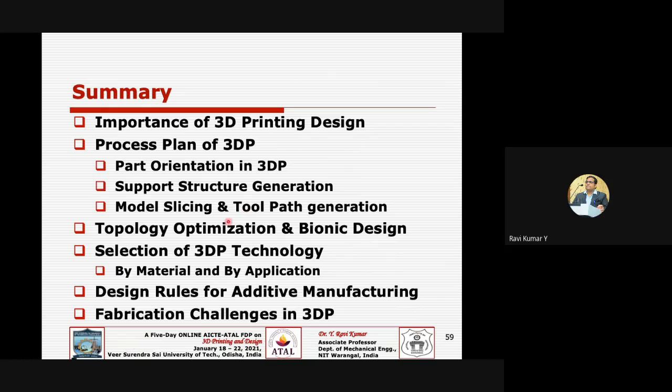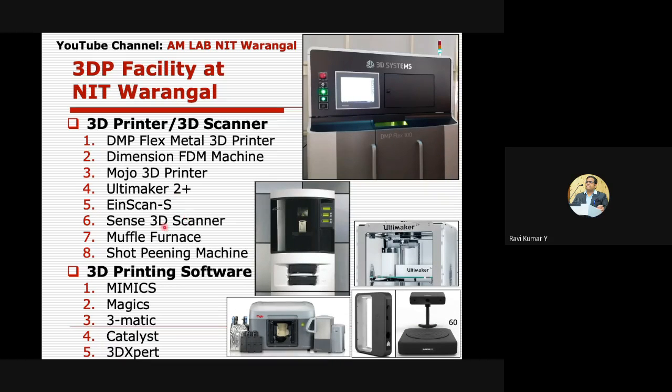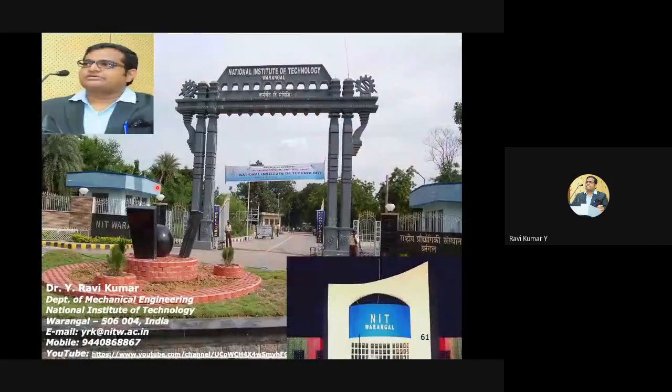So let me summarize what I have done for the last 1.5 hours. We started with the importance of 3D printing design, and thoroughly discussed the process plan. Under that, the importance of part orientation, support structure generation, model slicing and tool path generation, topology optimization, bionic designs, the selection of the 3D printing technology by material and by application, and design rules for additive manufacturing. And finally, we discussed the fabrication challenges in 3D printing. These are some of the facilities which we have at NIT Warangal. You can go through them. I will be stopping my presentation here and concluding at this point of time.